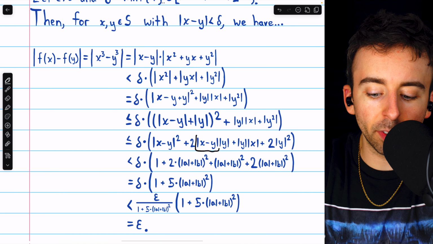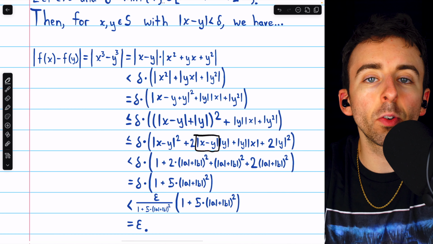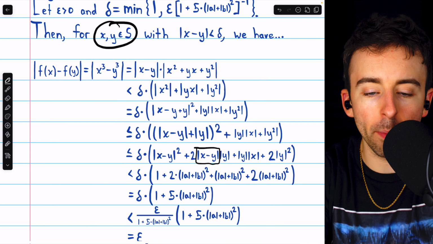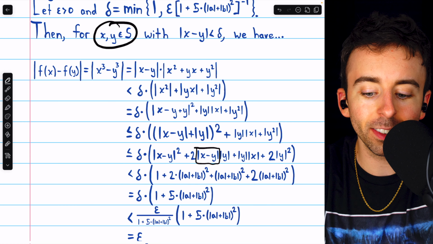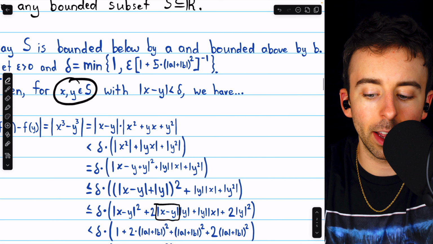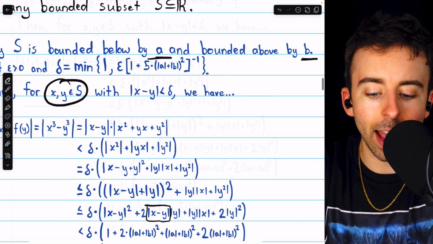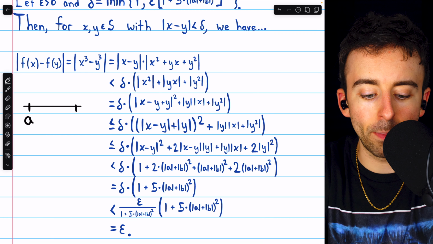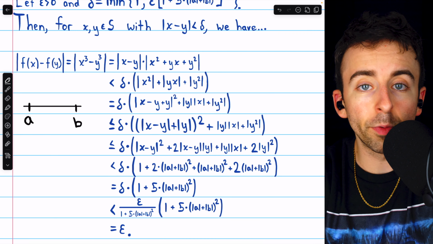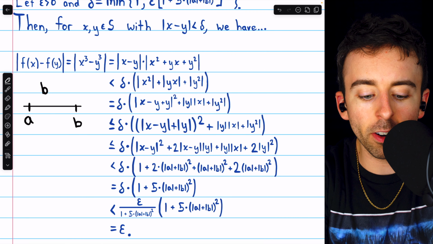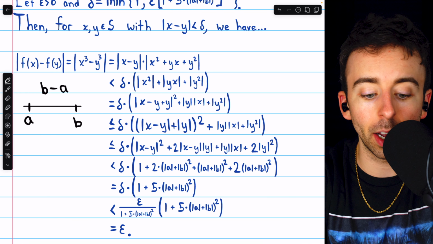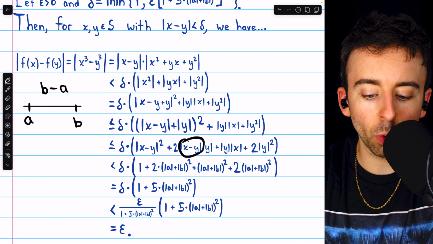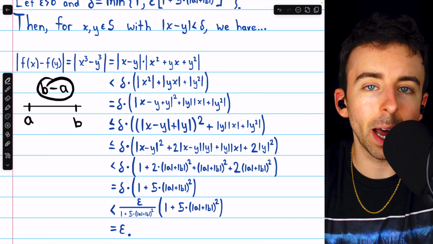Now here we have the absolute value of x minus y, and we want to consider the worst case scenario. We know what that is because we know that x and y come from S, which is a bounded subset of the reals. In particular, it's bounded above by B and bounded below by A. Well, if we suppose A is over here, the lower bound of the subset S, and B is over here, that upper bound, the furthest apart x and y could be is certainly b minus a, which we know is a positive number because b is greater than a. So we could replace the absolute value of x minus y with this upper bound of b minus a.